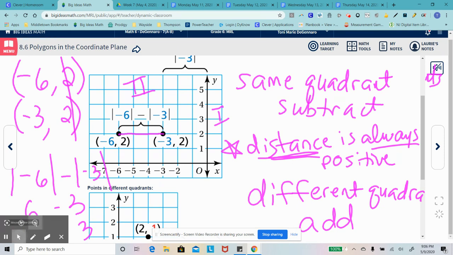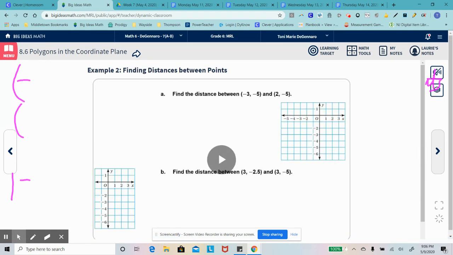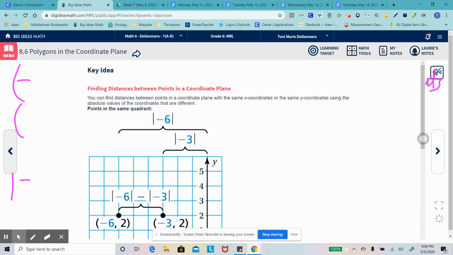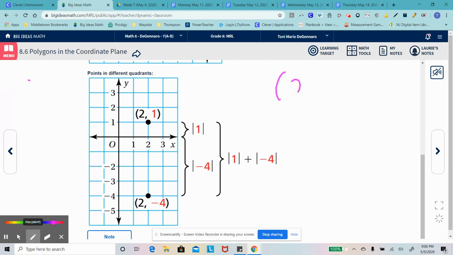Okay, so now let's do the next one. Oh, I went to the wrong slide. Okay, so let's do this one. All right. Here we go. We have 2, 1, and then 2, -4. Always write them up and down. So we're going to look to see if they're in the same quadrant or different quadrants.